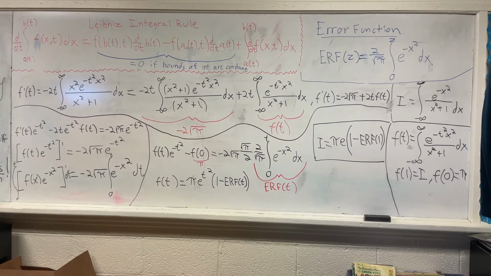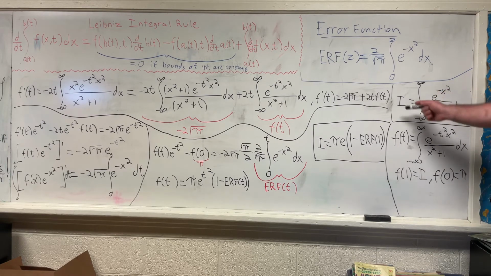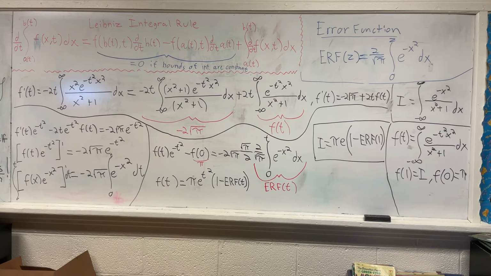But anyway, that problem right there was presented to Richard Feynman as a joke, saying, oh, you think you're so good, go ahead and solve that one. Well, he did. Admittedly, he wrote it in terms of the error function, which, like I said, a lot of mathematicians don't consider legit. But anyway, that's it. That's the answer. I is equal to pi e times 1 minus ERF of 1. Hope you enjoyed that.